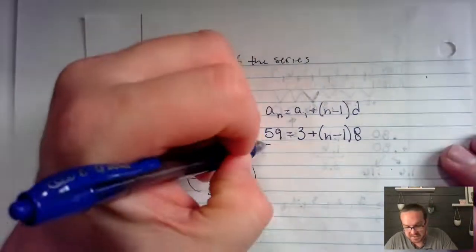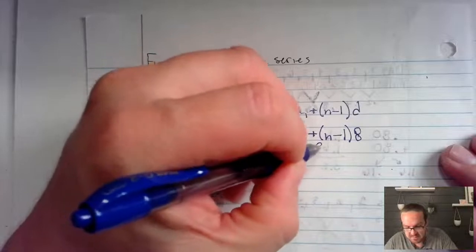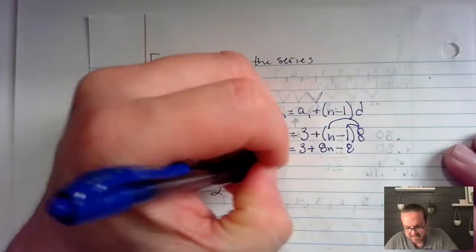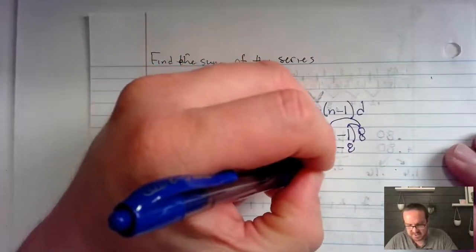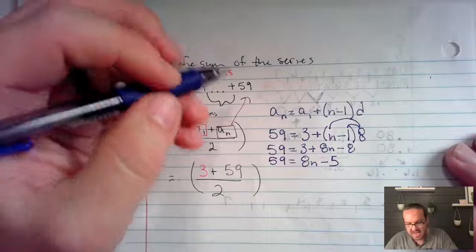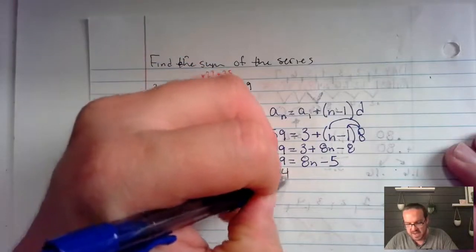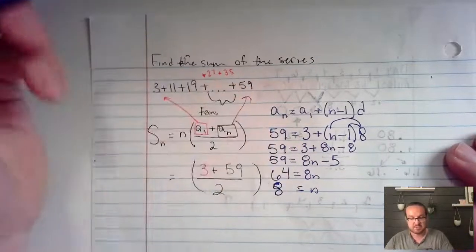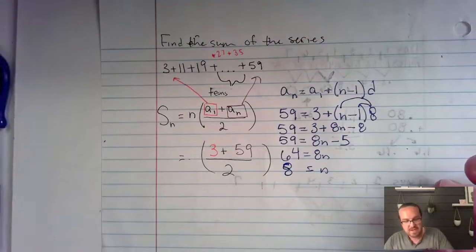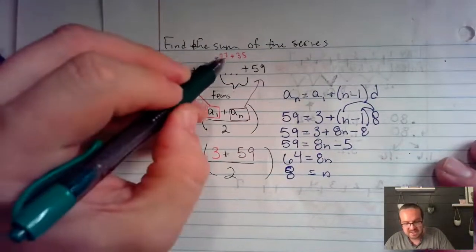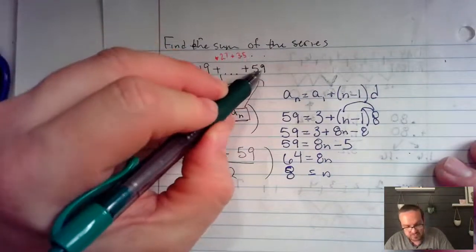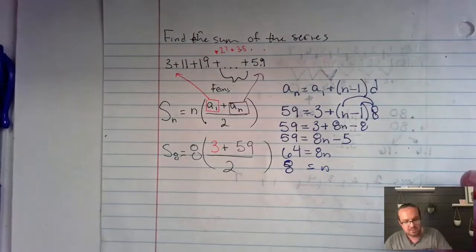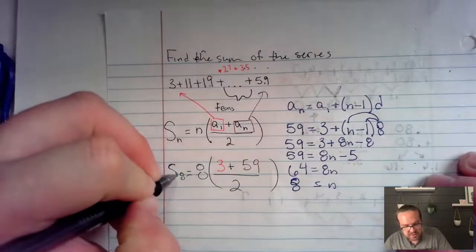So 59 is the same thing as 3 plus 8n minus 8. Just distributing that, 59 is the same thing as 8n minus 5. Just combining some like terms there. I could add 5 to both sides, and it looks like 59 is in the 8th position. So that means 1, 2, 3, 4, 5, 6, 7, 8. 59 would be in the 8th position. So I could find my sum of my 8 terms there.